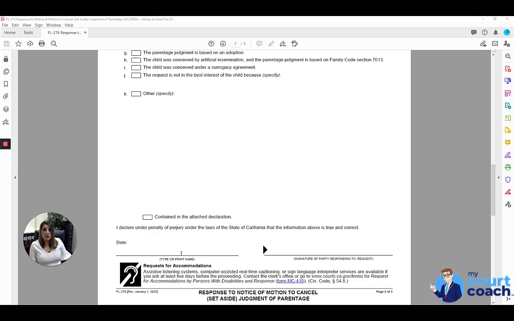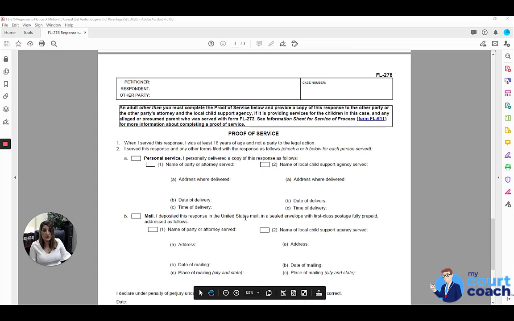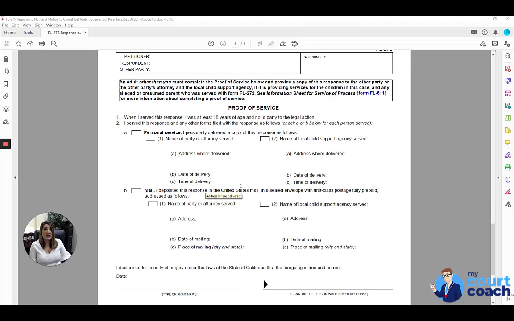Finally, you want to print your name at the bottom, sign and date it. This form will have to be served on the other party. You need to have someone that is over the age of 18 and not a party to the case fill out this section, page 3, the proof of service. They will indicate that they have either served the other side by personal service, and then they need to mark box 2A and identify the party served, the address where served, date and time of delivery.